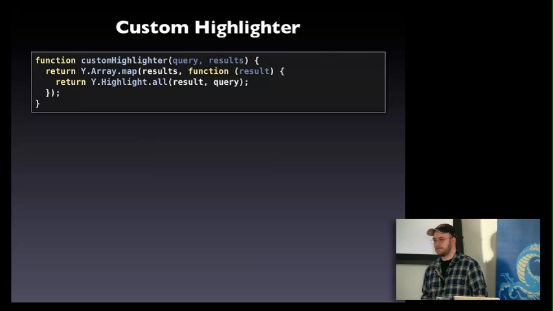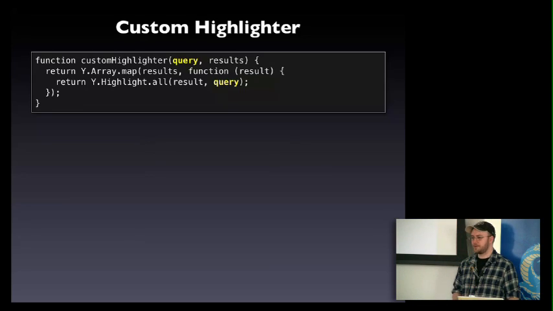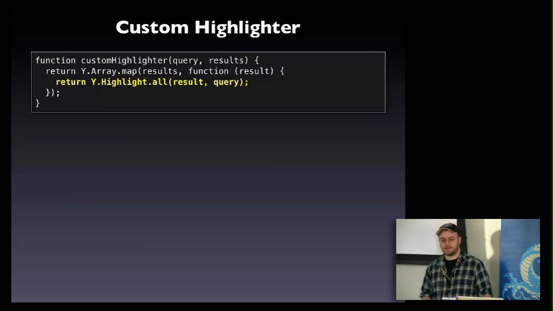So highlighters work essentially the same way. The only difference is instead of filtering the array of results, I'm going to change the array of results. I'm going to actually highlight something meaningful in each result. So same function signature, I get the query, I get the array of results, and then in this case, I'm going to use y.array.map to walk over each item in this array and run an arbitrary function that's going to apply some highlighting. So I'm going to use the new y.highlight module to say highlight all occurrences of the query as a phrase in this result, and then finally return an array of all of my modified highlighted results.